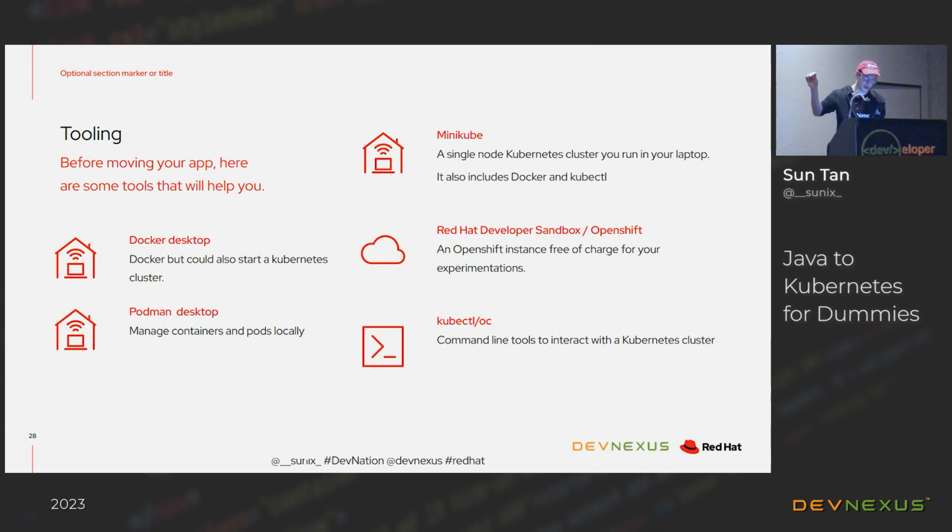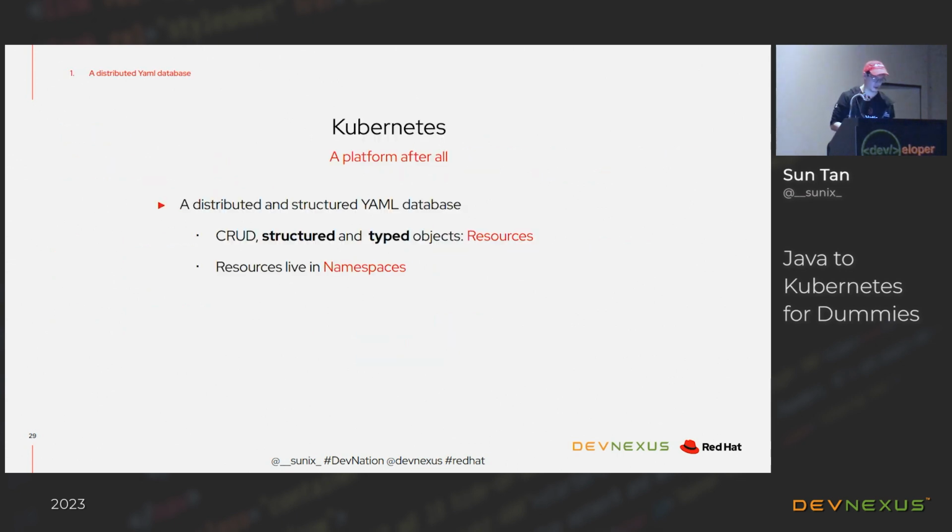And of course, the tool that you need to have is kubectl to talk to your Kubernetes cluster. There is also oc, which is the equivalent for OpenShift. It's basically the same thing. So you have heard about Kubernetes, maybe. But I have my own definition of Kubernetes. For me, Kubernetes is a distributed and structured YAML database. Who has ever read the definition of Kubernetes? No? You don't trust me, right?